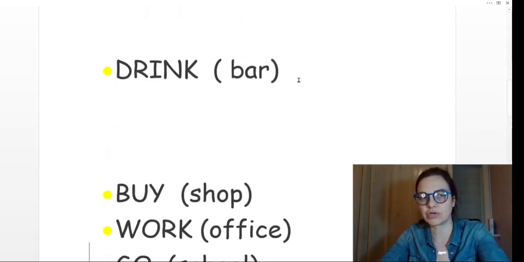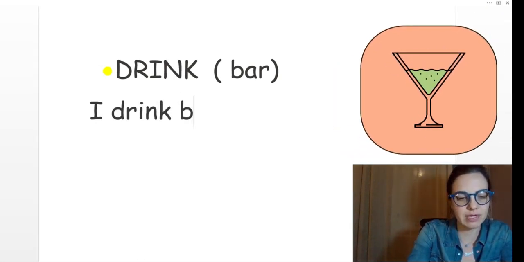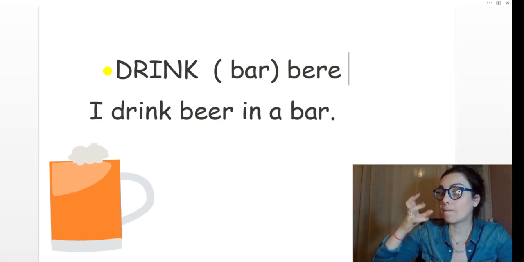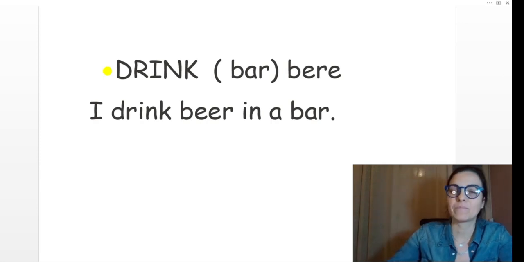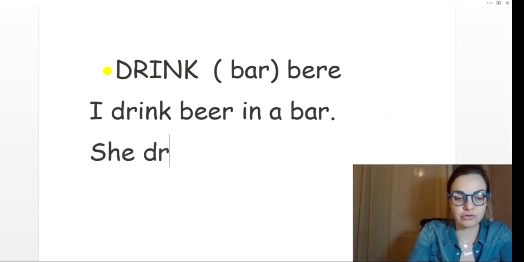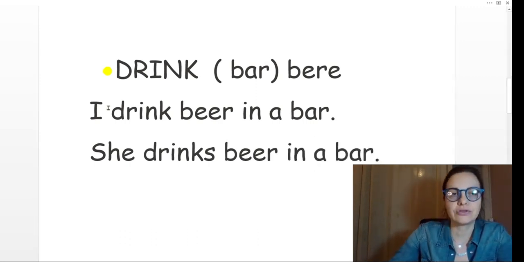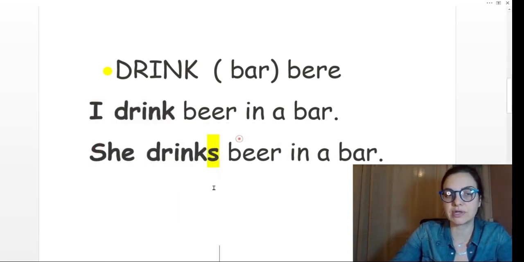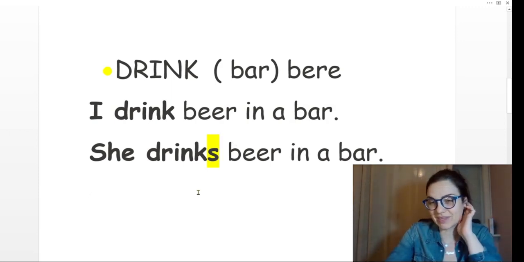Okay, let's try with another one. Drink. So I drink beer in a bar. Drink, bere. I drink beer, la birra, beer, in a bar, in some bar. And she drinks beer in a bar as well. I drink beer in a bar and she drinks beer in a bar with me. Sometimes we drink beer together in a bar.